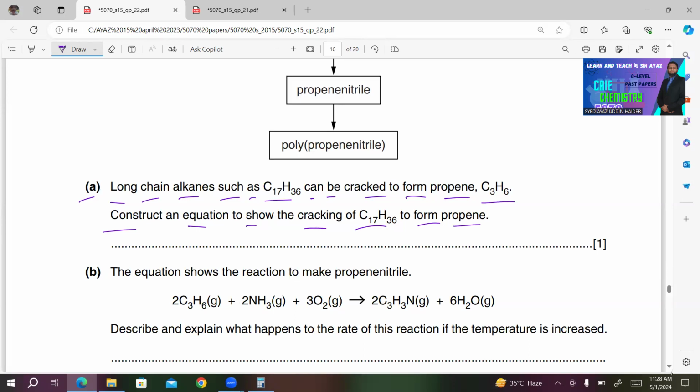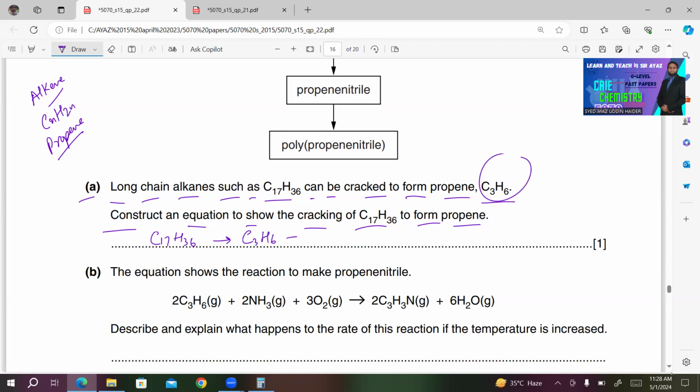So the reactant is C17H36, and they have mentioned one of the products, that is propene. The formula for propene: recall the general formula for alkenes. Propene is an alkene. It's CnH2n. So propene must have 3 carbon atoms. So it's here C3H6.